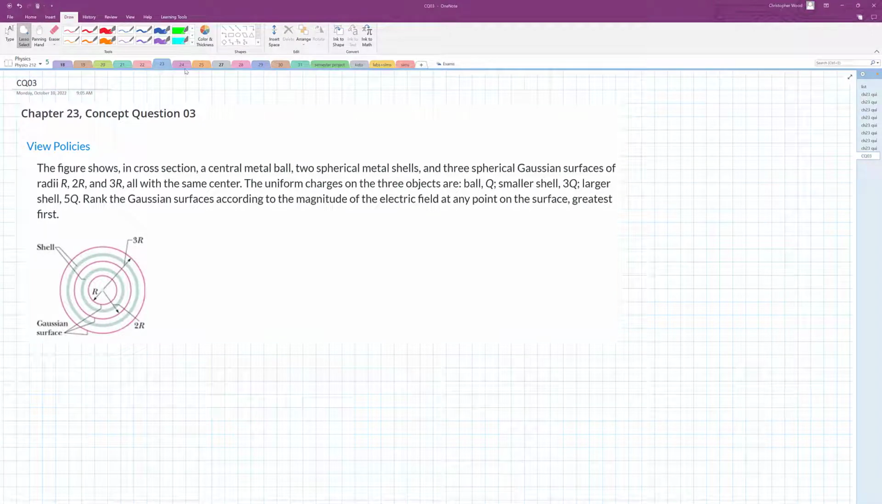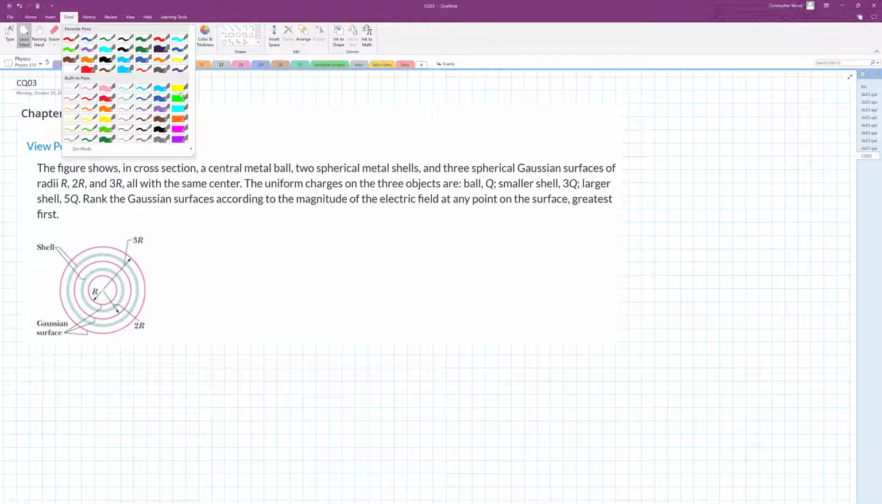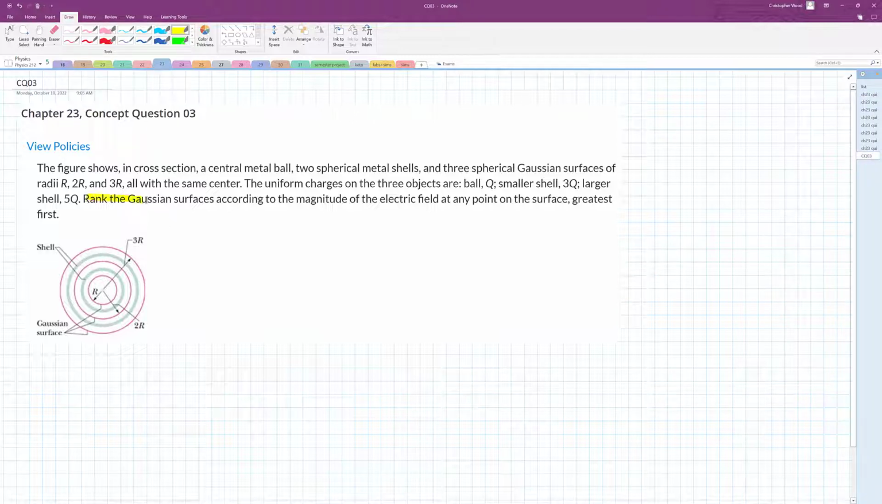Okay, the figure shows in cross-section a central metal ball, 2 spherical metal shells, and 3 spherical Gaussian surfaces. We need to rank the Gaussian surfaces according to the magnitude of the electric field at any point on the surface, greatest first. Here's Gauss's law.